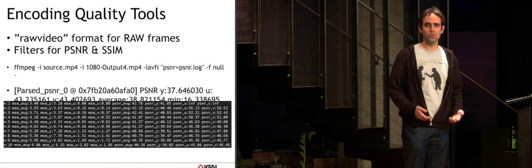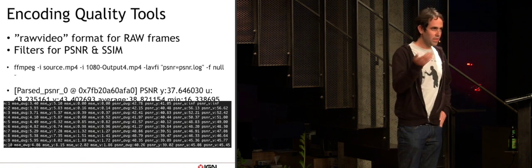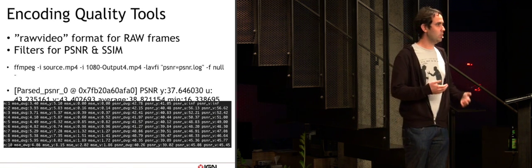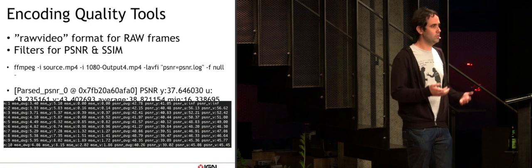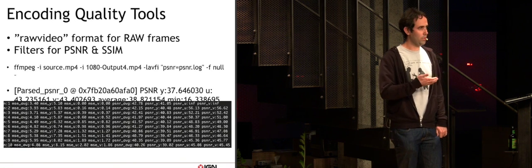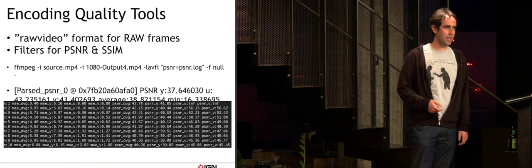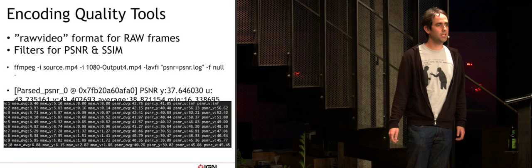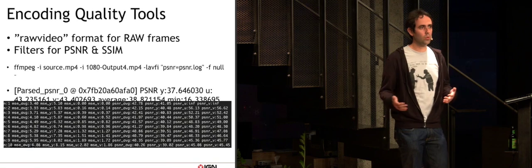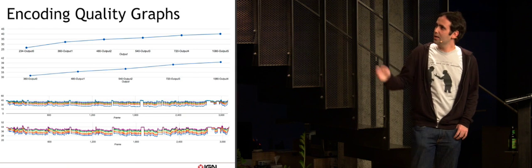With ffmpeg, you can use the raw video format to get out frames in a raw format in the YUV color space or whatever else you require for your tools. And you can also use the PSNR and SSIM filters directly built into ffmpeg to run those quality measures. Out of that tool, you'll get a summary at the end, which is what some of that text there is showing. And then you can also get a log file out that shows quality for every frame in the file.